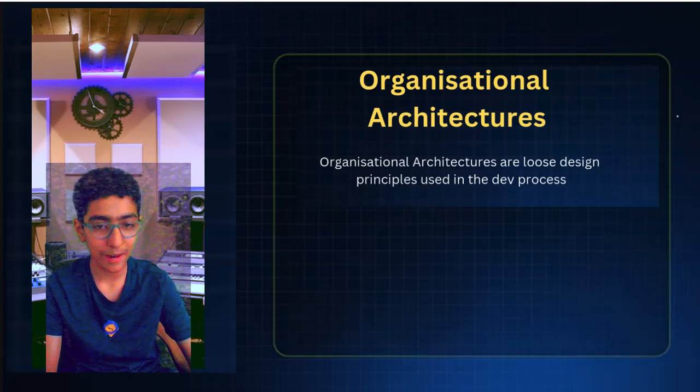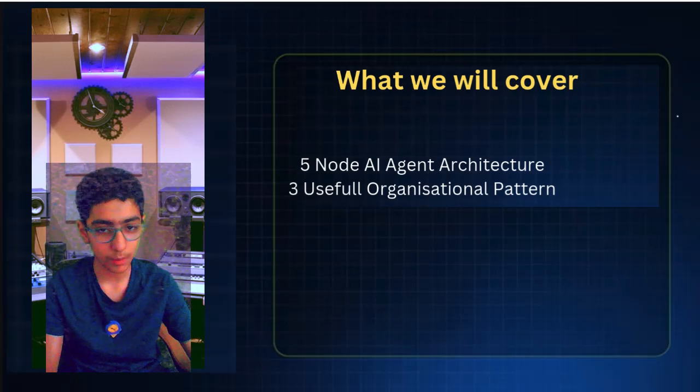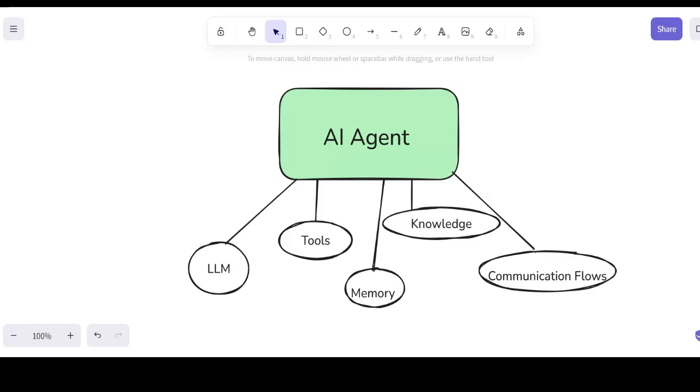And now, first of all, I'm going to be covering the 5-node AI agent architecture that I talked about in the last video. But it seems like some people do not really understand that, so I'll be re-explaining that today. And now I'm just going to share a small diagram to help you understand this. So, in the 5-node AI agent architecture, each AI agent has several parts.